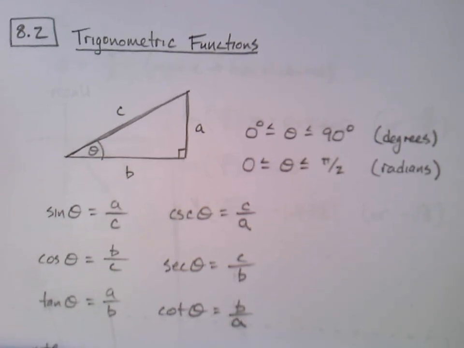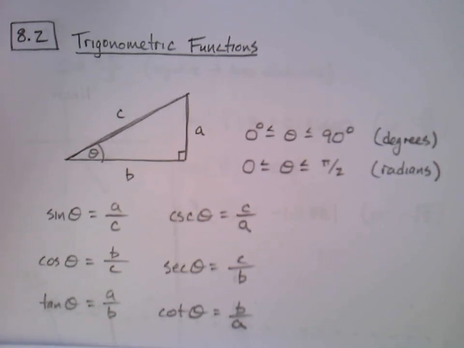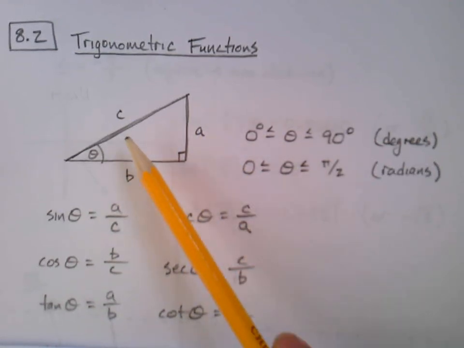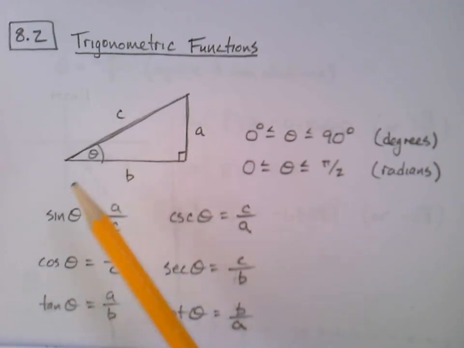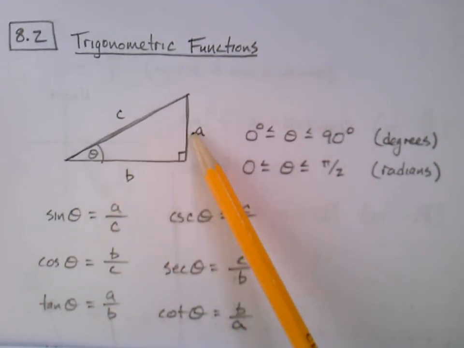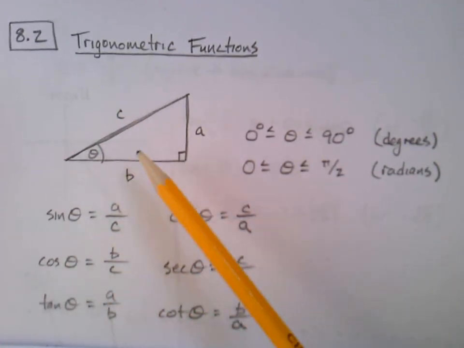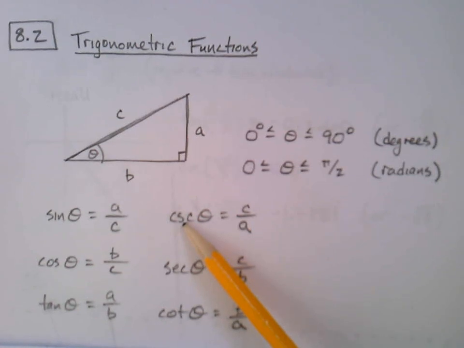Okay, anyway, we're here in 8.2. Let's recap the trig ratios. You think of a right triangle, the legs A and B, the hypotenuse C, and angle theta. We'd say that the sine of theta is the opposite over the hypotenuse. The cosine of theta is the adjacent over the hypotenuse. Tangent is opposite over adjacent. And then we've got all of their reciprocals. Cosecant is the reciprocal of sine, C over A. Secant, the reciprocal of cosine. And cotangent, the reciprocal of tangent.